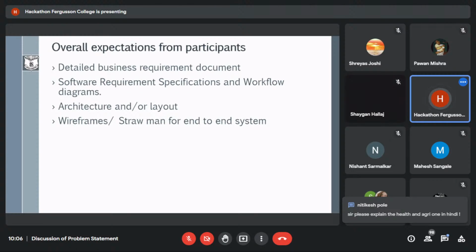So there would be things like your name, an upload button to upload your document, and a drop down menu where you have to select the particular track for which you have selected the problem. So if it is health tech, then you have to select health tech and then upload something like that. So please explain the health and agri one in Hindi.